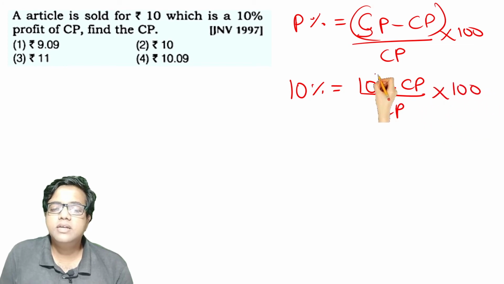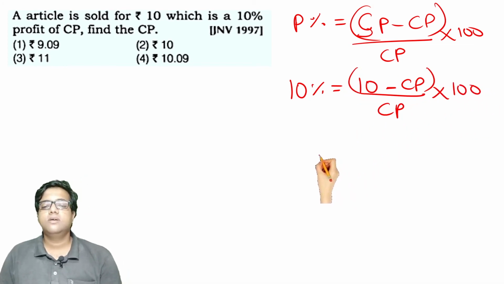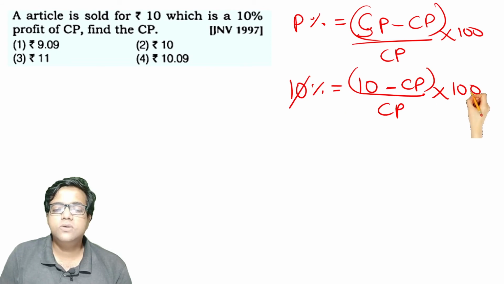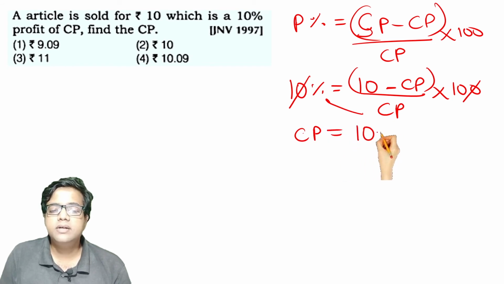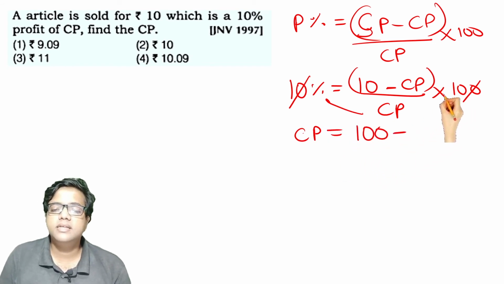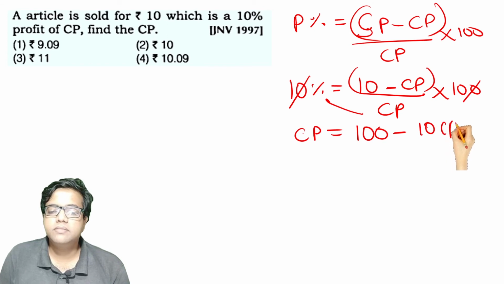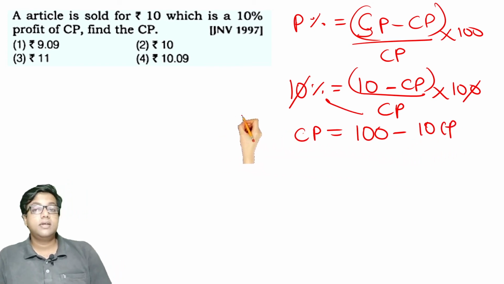So we will keep the cost price as it is. Okay, let's do the math here. 0, 0 gets cancelled away. This CP will go cross multiply. CP into 1 is 1 CP is equal to 10 into 10 is 100 minus 10 CP, right? 10 CP, 100 minus 10 CP.